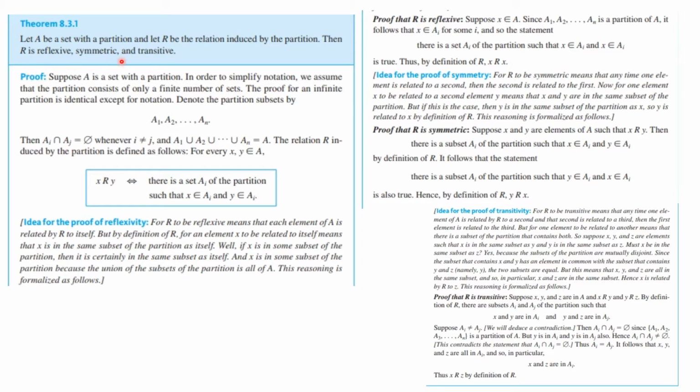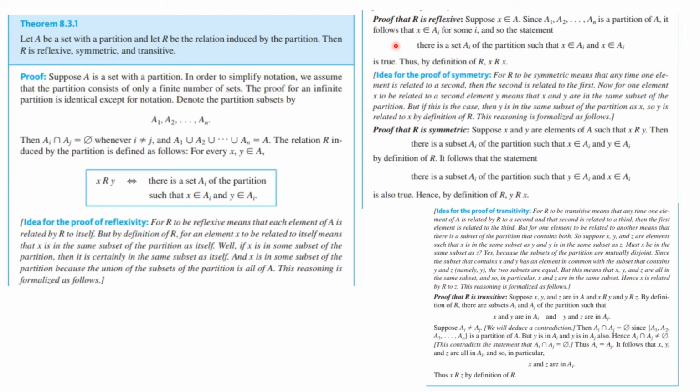Let A be a set with a partition, and by the way, we were talking about a partition in that last example because you had blue, green, and red. And let R be the relation induced by the partition. That means the balls have the same color. Then R is reflexive, symmetric, and transitive. So what we're doing is we're starting with a partition. That means A is split up into these disjoint, non-empty subsets. And the relation is this: X is related to Y if there is a set A_i in the partition such that X in A_i implies that Y is in A_i. You can think about this as the balls having the same color.